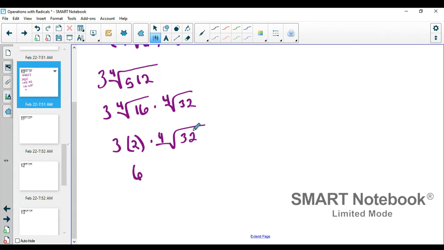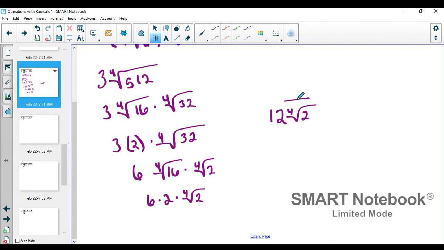However, we can simplify the 4th root of 32 even further, because factors of 32 are 2 and 16. So we're going to make this the 4th root of 16 times the 4th root of 2, and then the 4th root of 16 is 2, so we have 6 times 2 times the 4th root of 2. So our final answer is 12, 4th root of 2, and that's the final answer there.